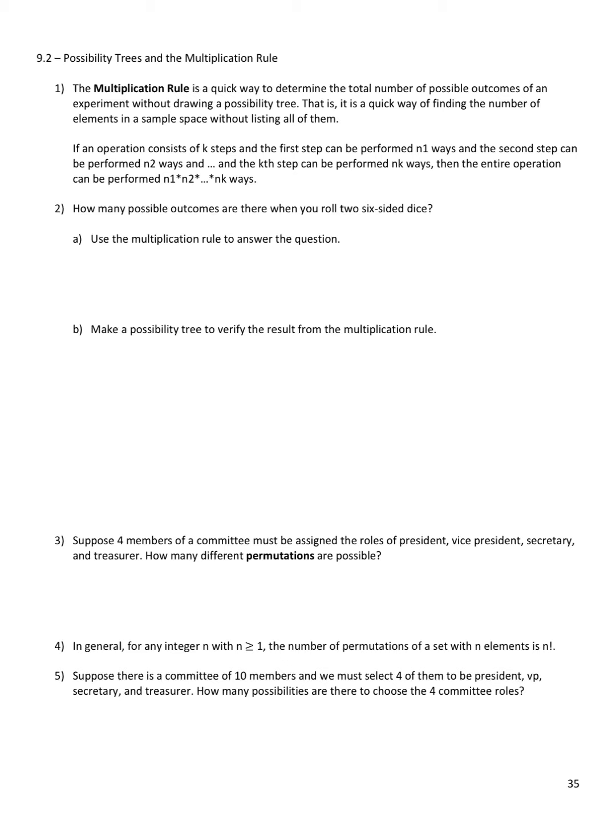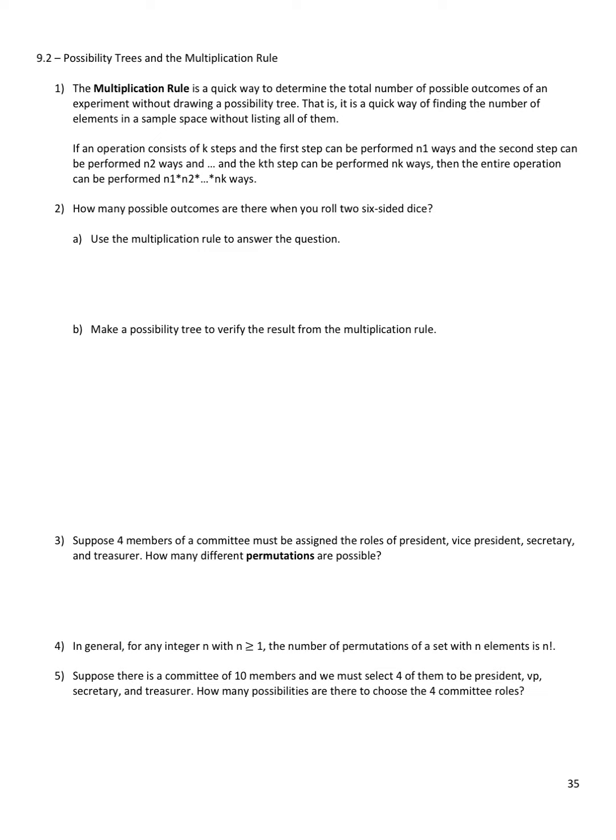Welcome to CSC 201, Lesson 9.2, Possibility Trees and the Multiplication Rule. The multiplication rule is a quick way to determine the total number of possible outcomes of an experiment without drawing a possibility tree. That is, it's a quick way of finding the number of elements in a sample space without having to list them all.